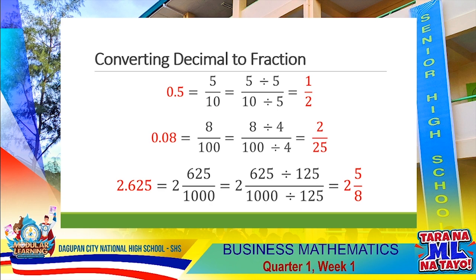Then reduce the resulting fraction to its lowest term whenever possible. To reduce a fraction to its simplest form, divide both the numerator and the denominator by their common factor. In the first example, 5 is the greatest common factor of 5 and 10. Therefore, 0.5 is the same thing as 1/2, 0.08 is the same thing as 2/25, and 2.625 is the same thing as 2 and 5/8.